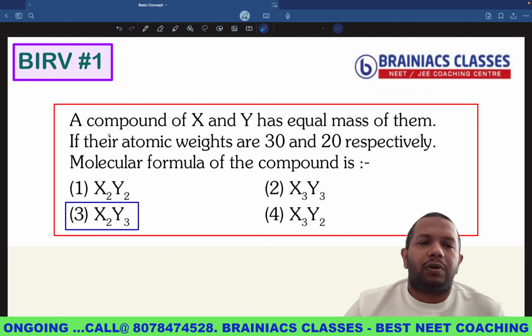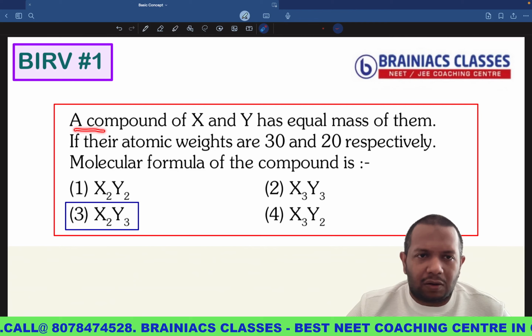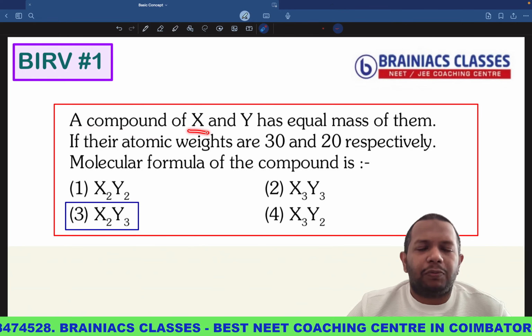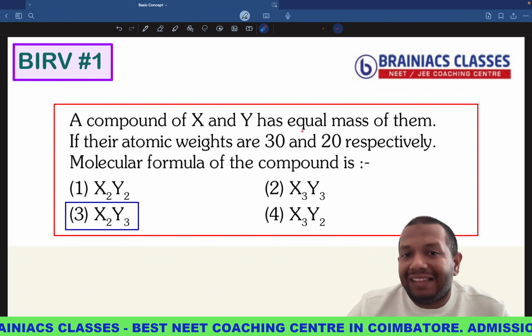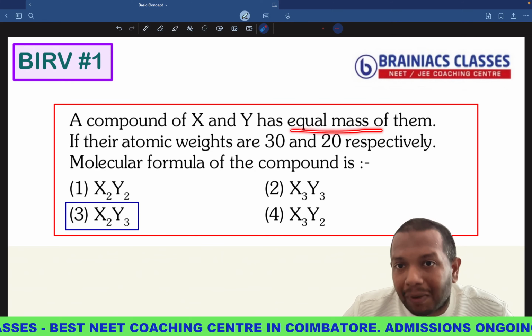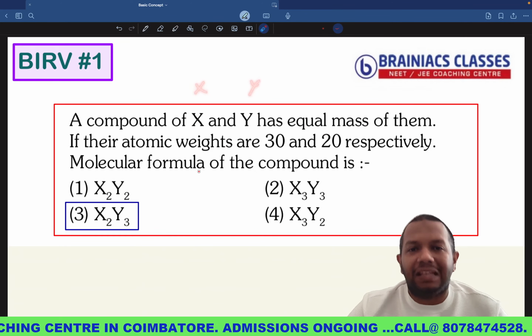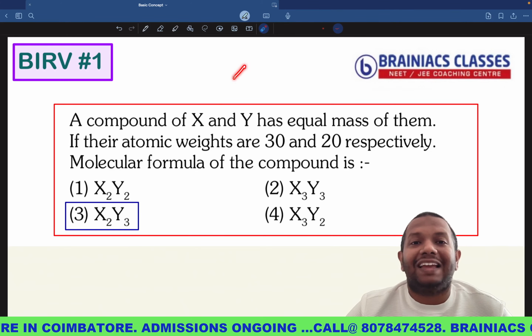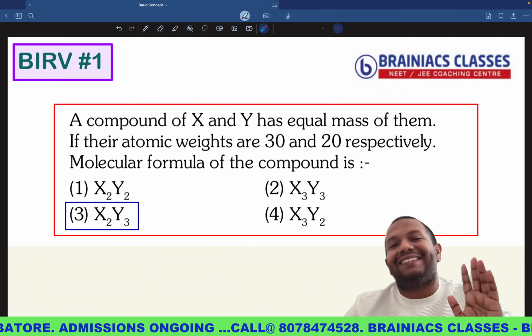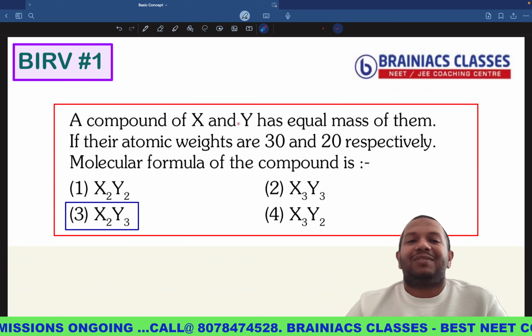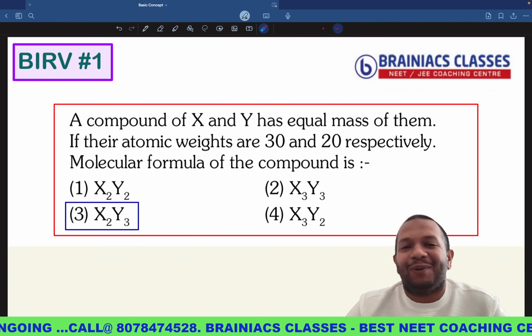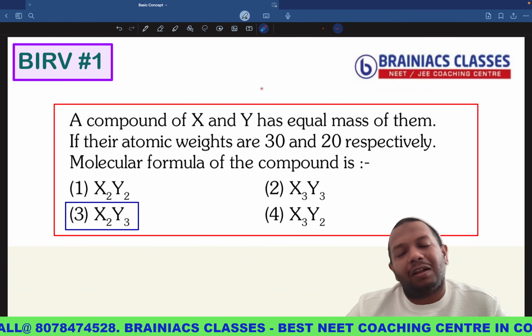So what is it all about? We will read the question. There is a compound that is made up of two elements X and Y, and they are mentioning they have equal mass present in them. So both X and Y are present in equal quantity. So don't think like it is XY. Don't assume that it is a mass actually. It can be equal or may not be equal.